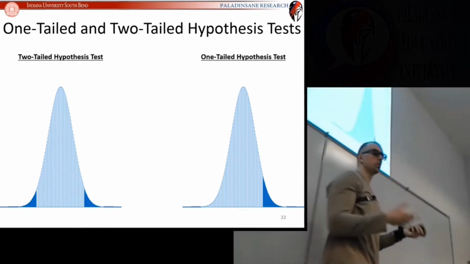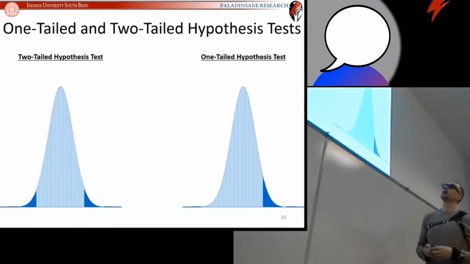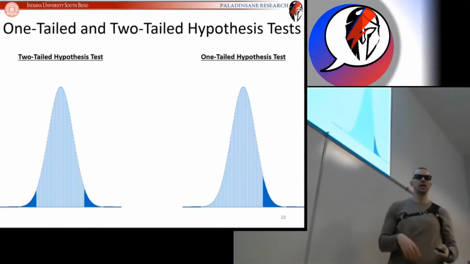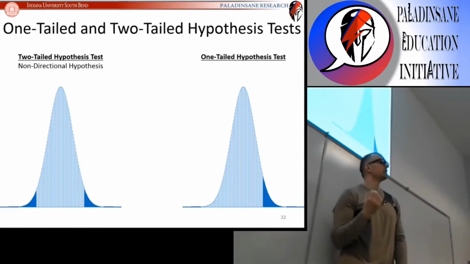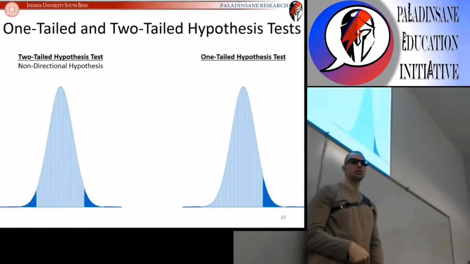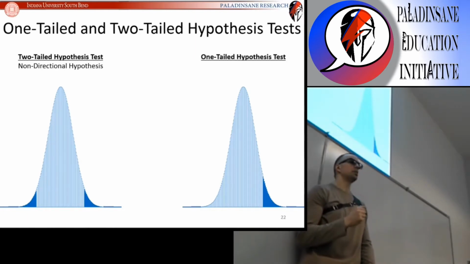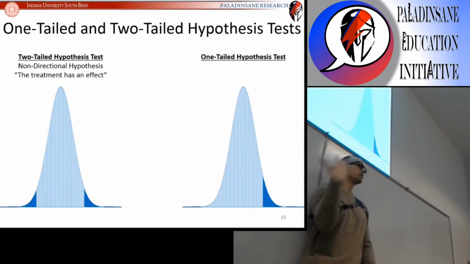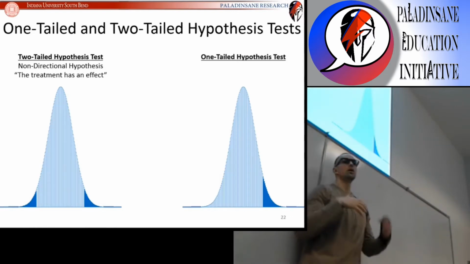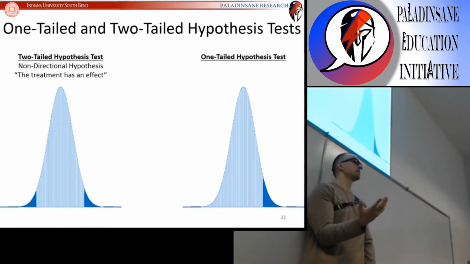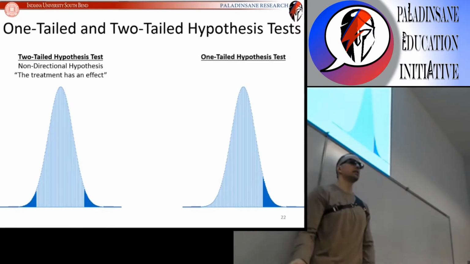Why would you choose one over the other? Well, a two-tailed hypothesis is known as a non-directional hypothesis. And this is used when you're asking questions such as, does your treatment have an effect? So does this treatment change something? Does it go up? Does it go down? Right? So one example for this is social media on self-esteem. People are doing a lot of research on social media and its effects on self-esteem.